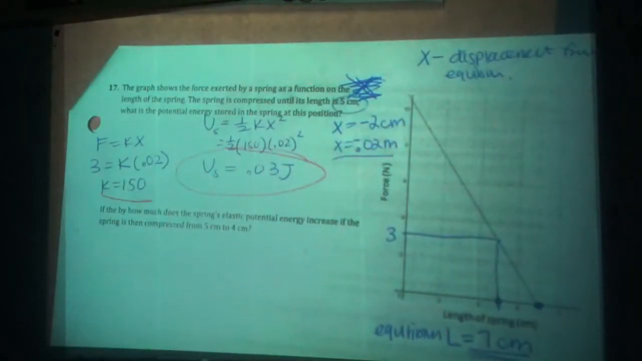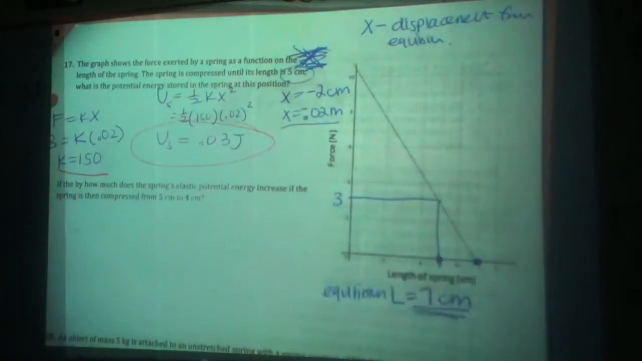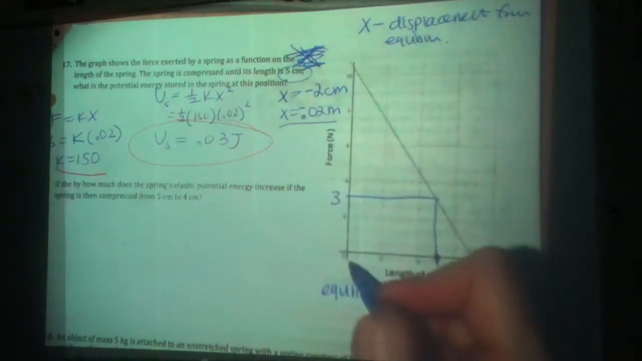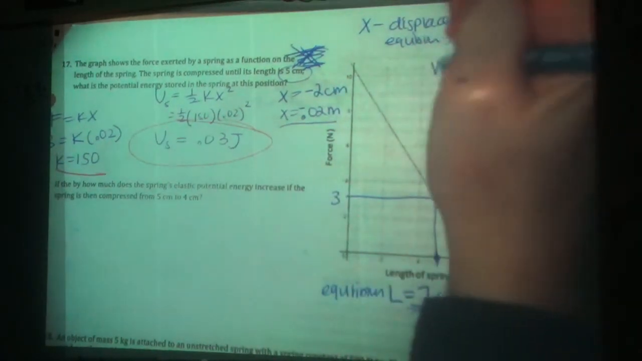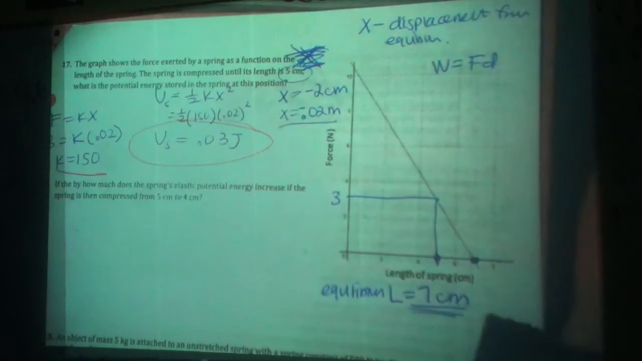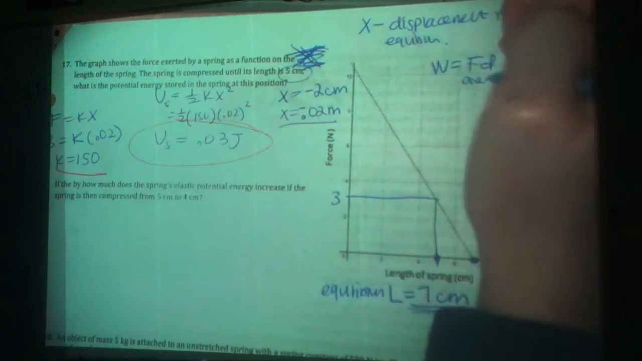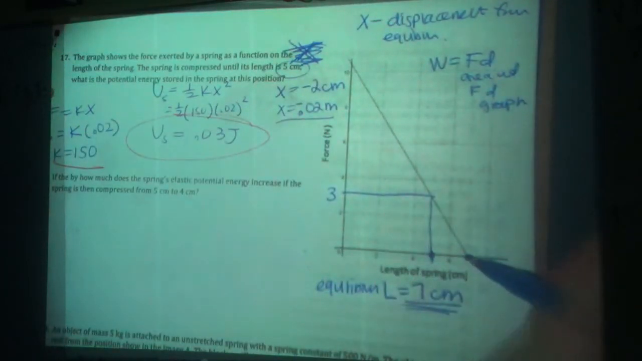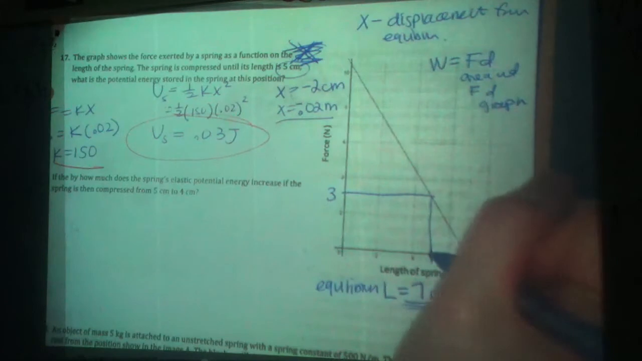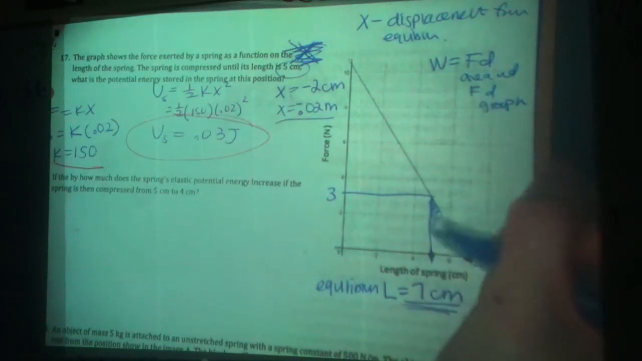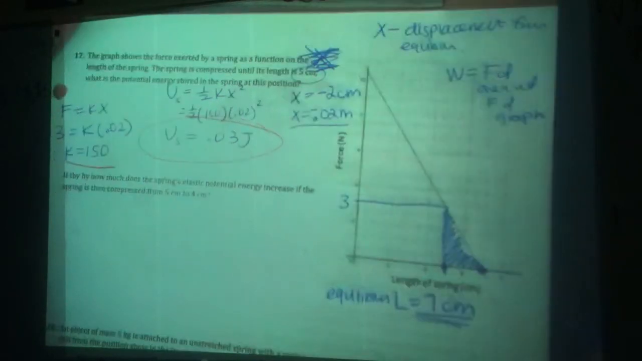I think this is the easiest way to do it. There's also a second way, which is kind of similar to what we were doing when we did work and energy. So we have a graph of force and distance, and we know that work is equal to force times displacement. So this would be just the area under my force distance graph. So if I'm going from equilibrium, which would be this point right here, to this compression, then this would give me the work done to the system.